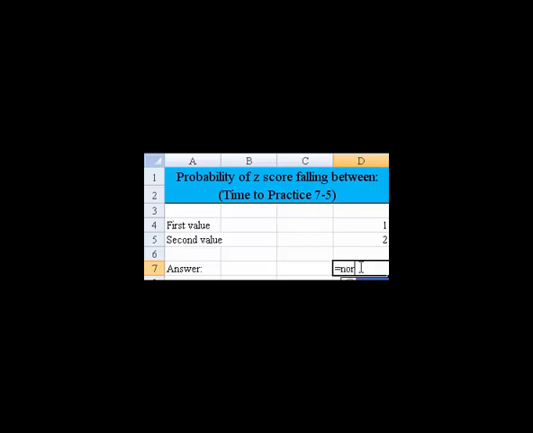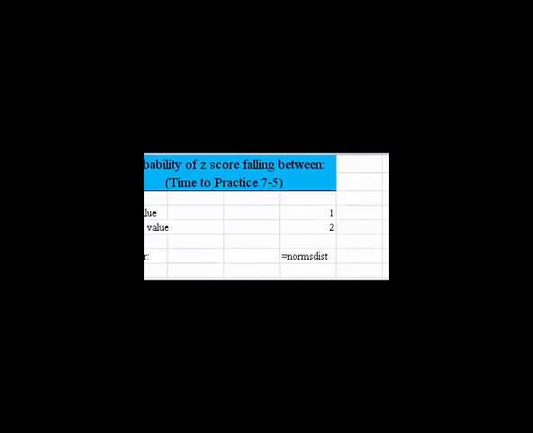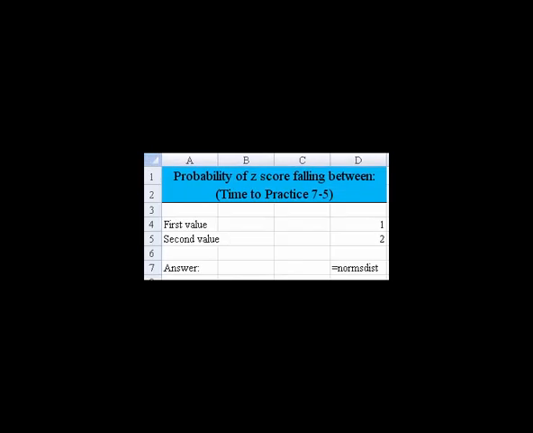I'll type in NORMSDIST, and what you'll see on the screen, let me see if I can slide this over. When I do that, let me type this in. There, you can see a little bit of it. Right in here it says, returns the standard normal, and I'll keep reading, cumulative distribution that has a mean of 0 and a standard deviation of 1. Okay, let me slide that back to where we want to be. That's pretty good right there.